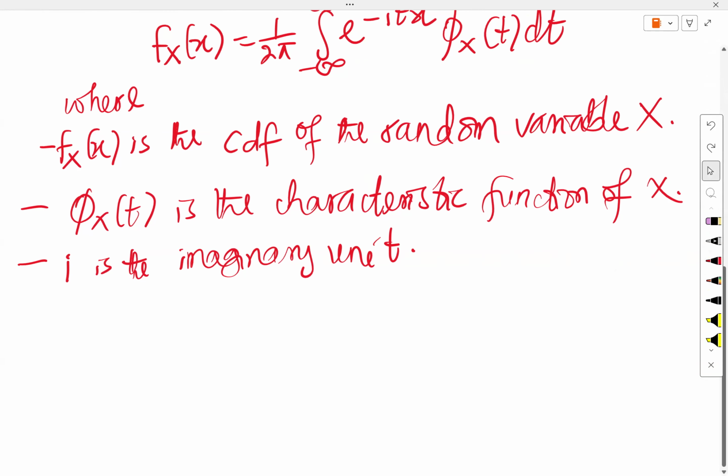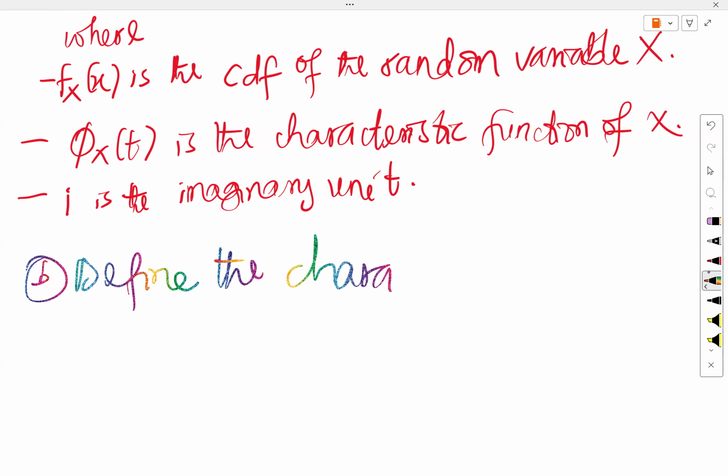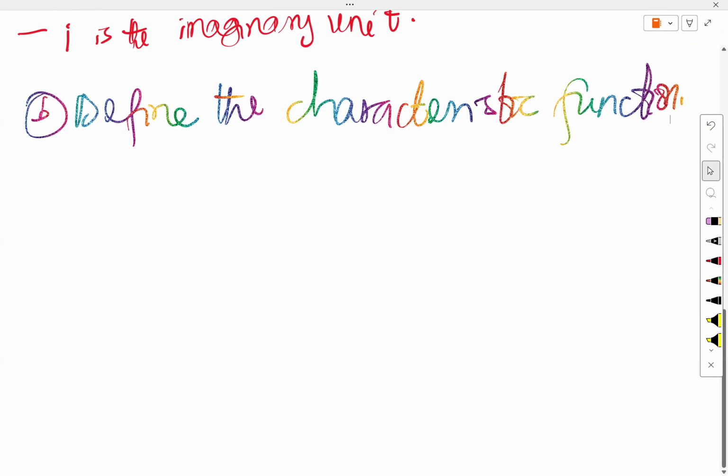So let's take the second part of the question. The second part will have us define the characteristic function I've been mentioning all this while. So part B: define the characteristic function. Again, we need to understand that there's a characteristic function in matrices, in linear algebra, but here we are in probability theory.